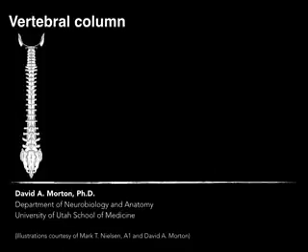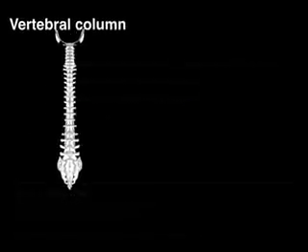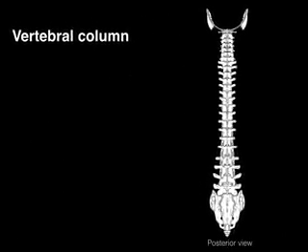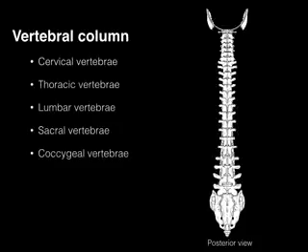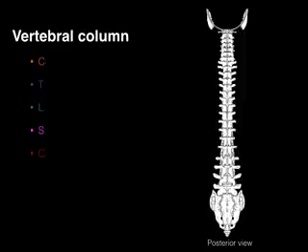Okay, so what we're going to talk about is the vertebral column, specifically comparing and contrasting the regions, numbers, and types of vertebrae, cervical, thoracic, lumbar, sacral, within the vertebral column. And we'll also contrast the curvatures in each of these regions. So, the vertebral column is comprised of the following vertebrae: cervical, thoracic, lumbar, sacral, and coccygeal. And often we just use the first letter of each of those words because we're lazy.